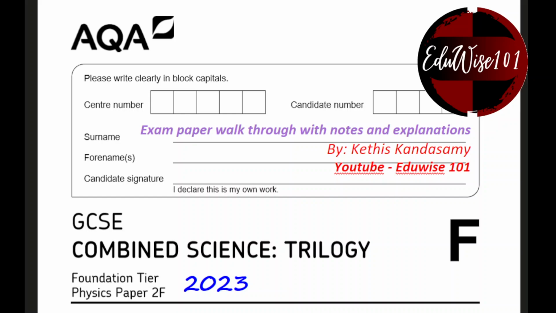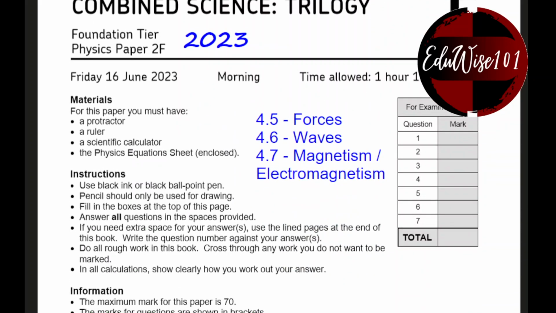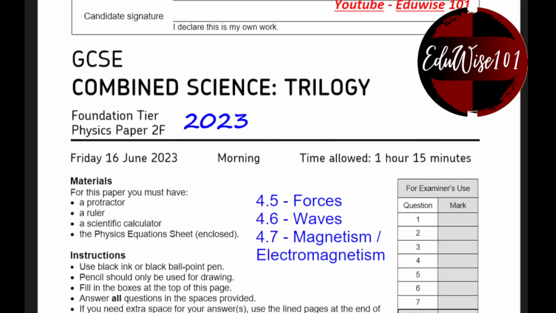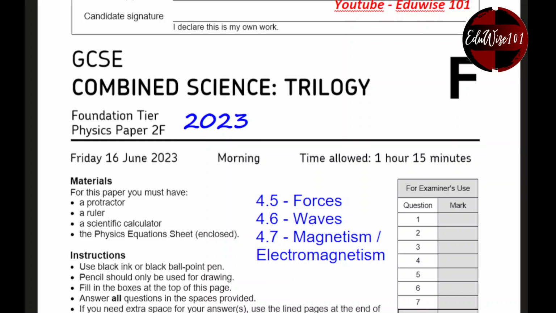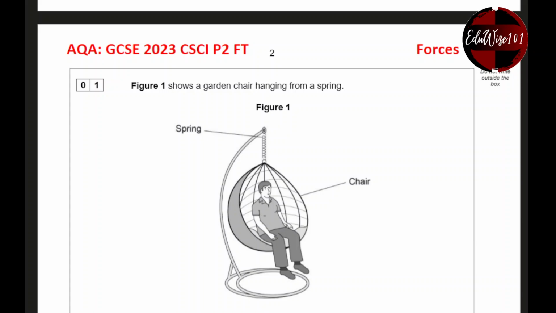In this video, I'm going to go through the 2023 Physics Paper 2 Foundation tier for Combined Science. The Foundation tier Paper 2 is also 1 hour 15 minutes and it's got 7 questions. And it's being tested on 3 main topics: forces, waves, and magnetism and electromagnetism. So let's have a look at question number 1.